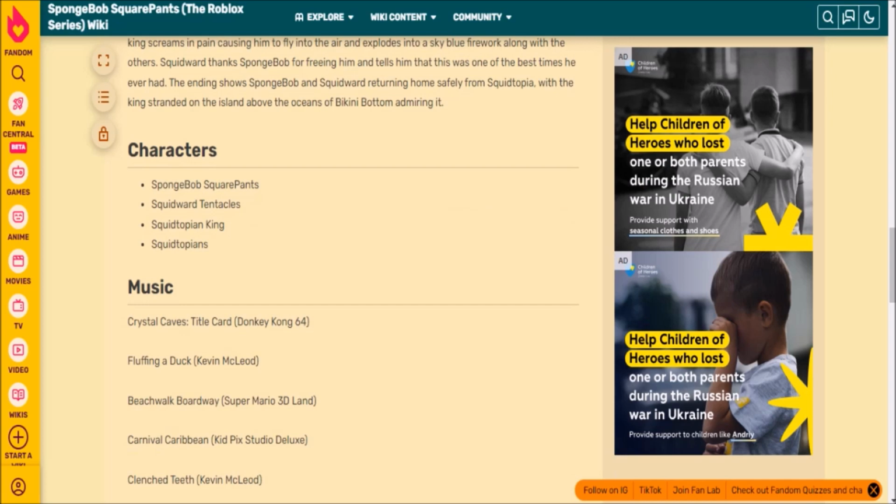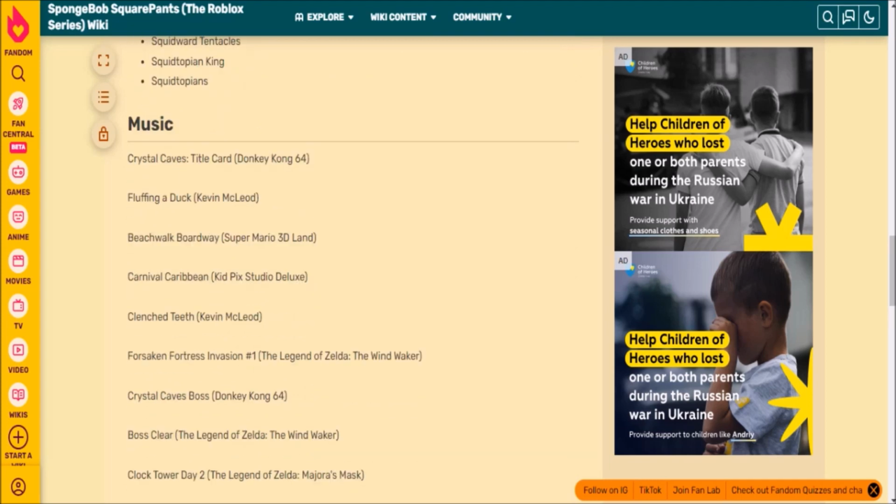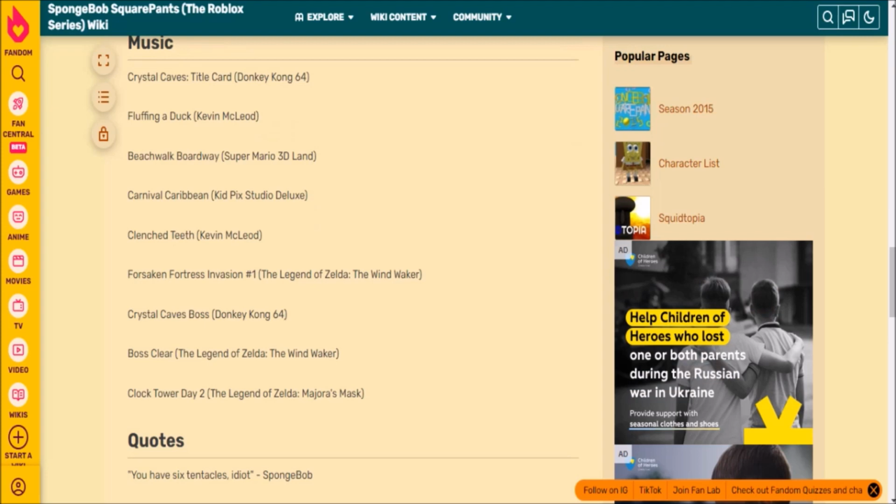Alright, so the characters are Squidward, SpongeBob, Squidtopian King, and Squidtopians. Music: Crystal Cave, Fluffing the Duck, Beach Boardwalk, Carnival Caribbean, Clenched Teeth, Forsaken Fortress, Invasion 1, Crystal Cave's Boss, Boss Clear, and Clock Tower Day 2.